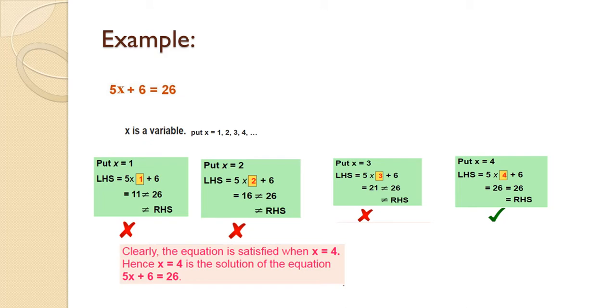But when I put x is equal to 4, that is 5 into 4 plus 6, I get answer as 26, which is equal to RHS. That shows that x is equal to 4 is the solution of the given equation.